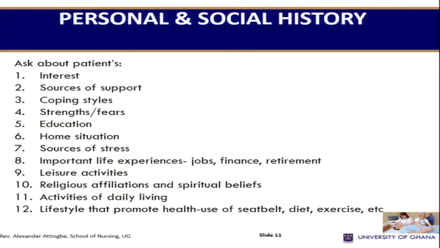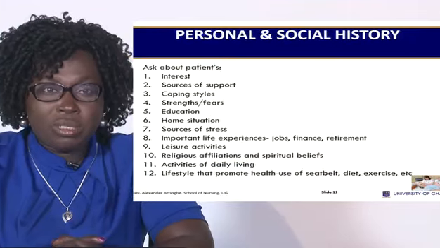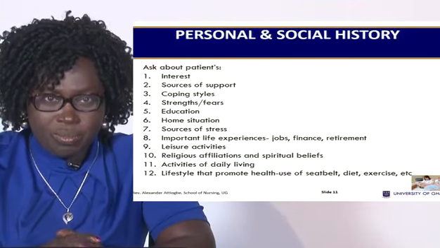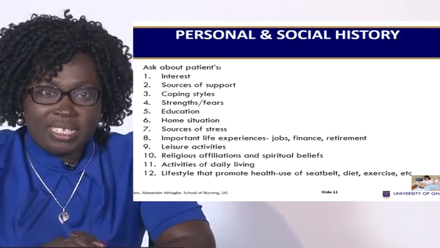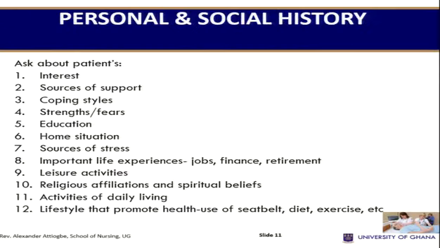Personal and social history. Ask patient about interests, sources of support, coping style, strengths and fears, education, home situation, sources of stress, important life experiences such as jobs, finance, and then retirement, leisure activities, religious affiliation and spiritual beliefs, activities of daily living, lifestyle that promote health, such as use of seat belts, diet, exercises, and so on.